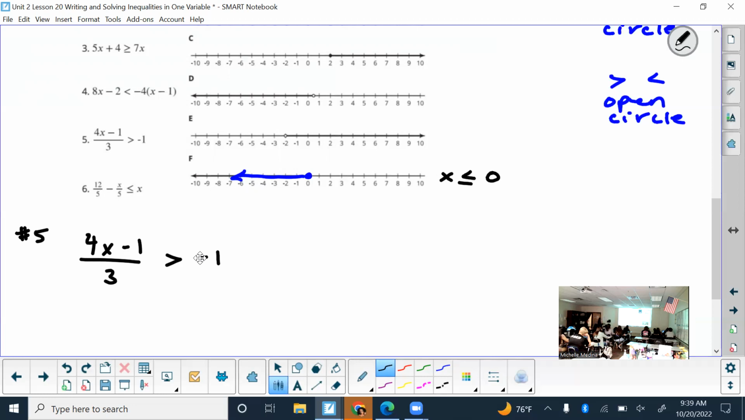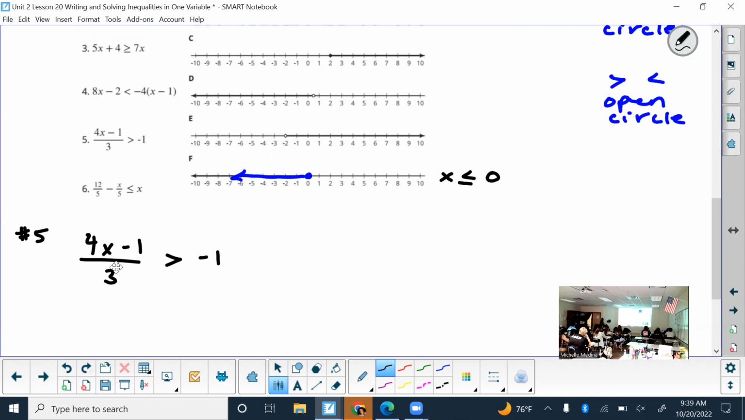Do I need to distribute in this problem? Do I need to combine like terms in this problem? Do I need to move the variables to one side in this problem? No, it's already on one side. But you still check for that in that order every single time. Are there any questions about this?